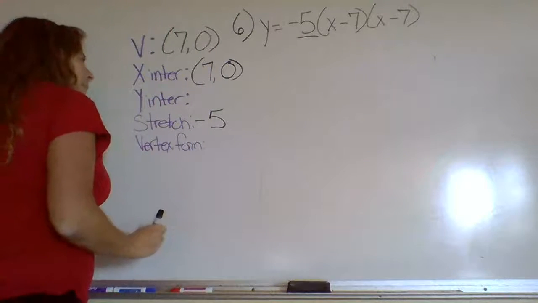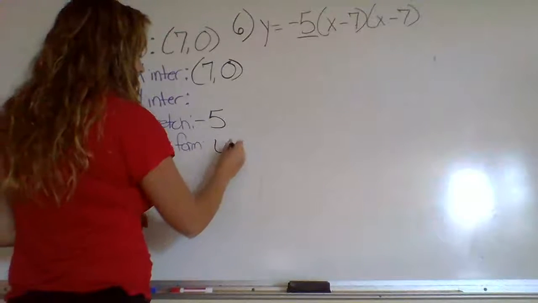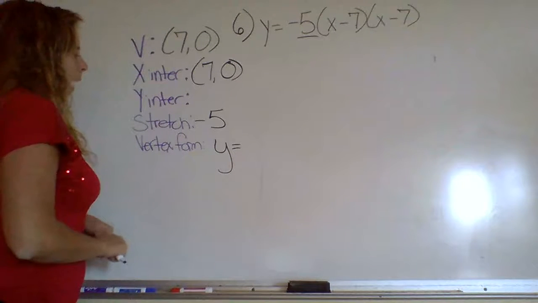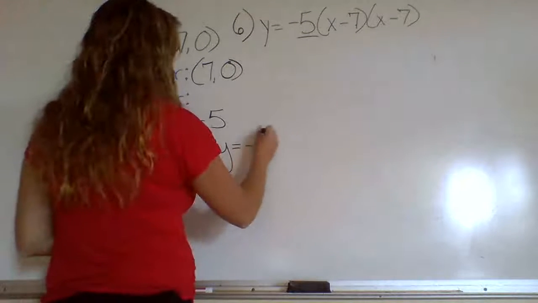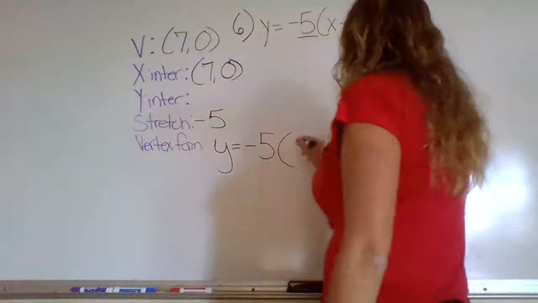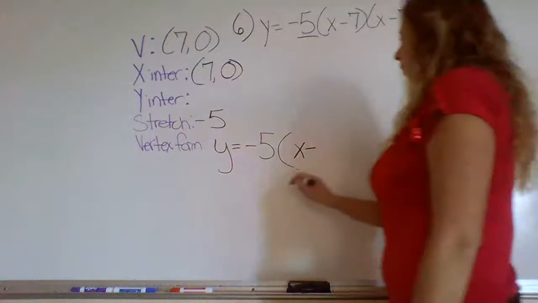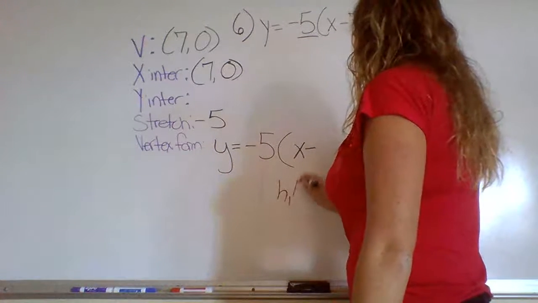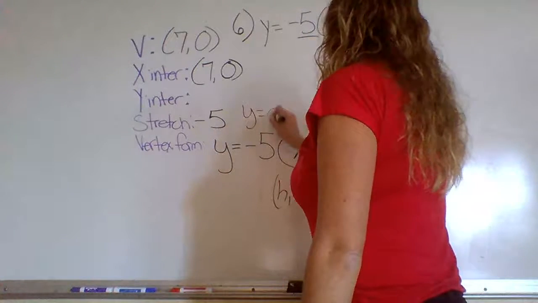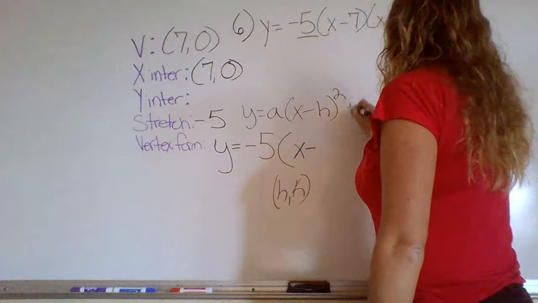Okay. And then let's do vertex form. Y equals, what is A? A is your stretch, -5 times x minus, so now remember this is your vertex, which is (h, k). Y equals A times x minus h, this is the vertex form, plus k.